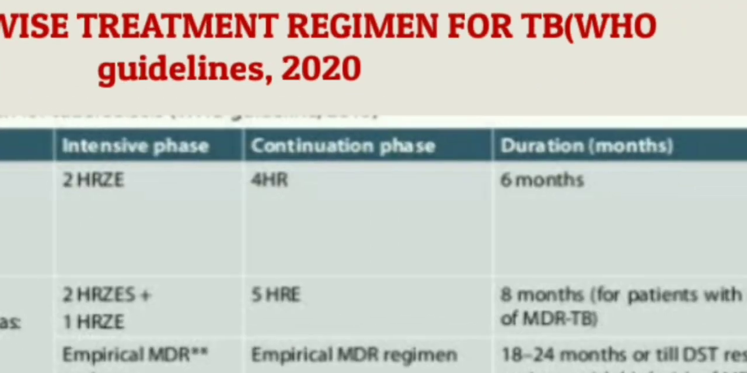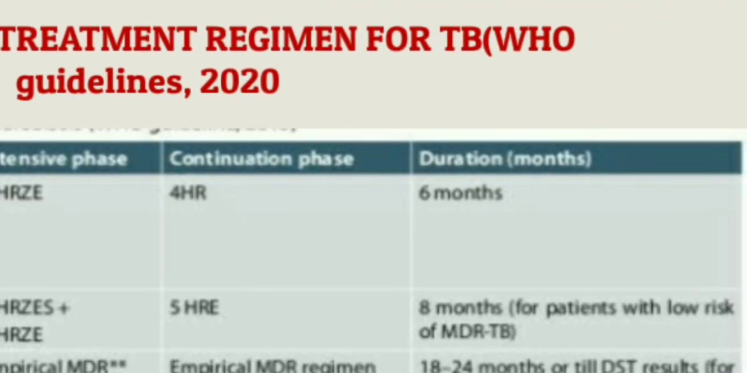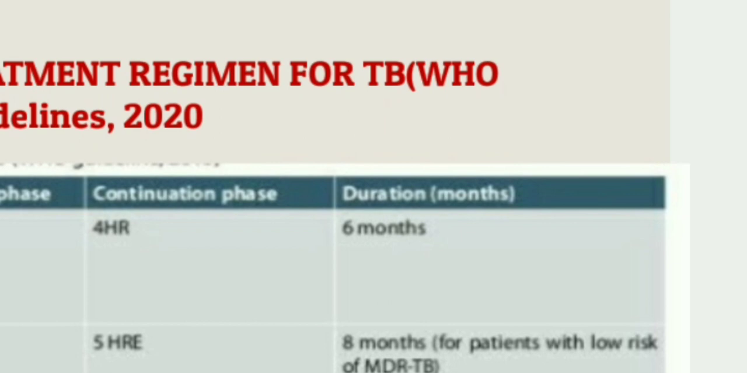After this intensive phase we move to the continuation phase of category 2 patients, which is a 5-month duration using the drugs isoniazid, rifampin and ethambutol. So here 3 months of intensive phase and 5 months of continuation phase, a total of 8 months of treatment for category 2 patients with low risk of multi-drug resistant TB.